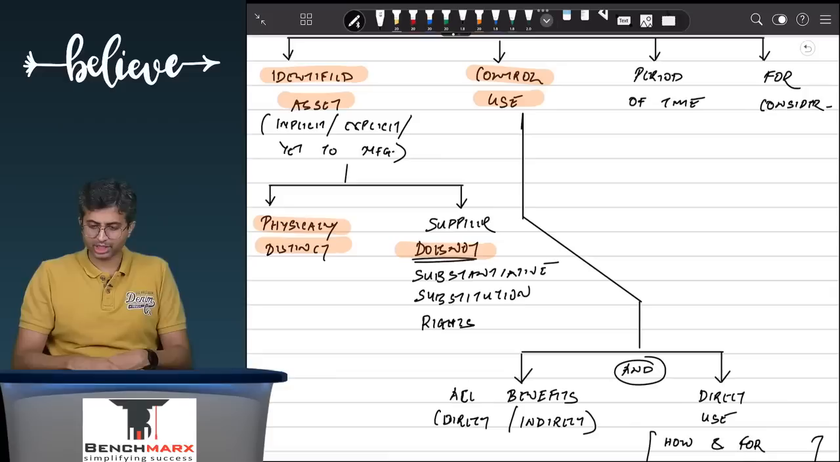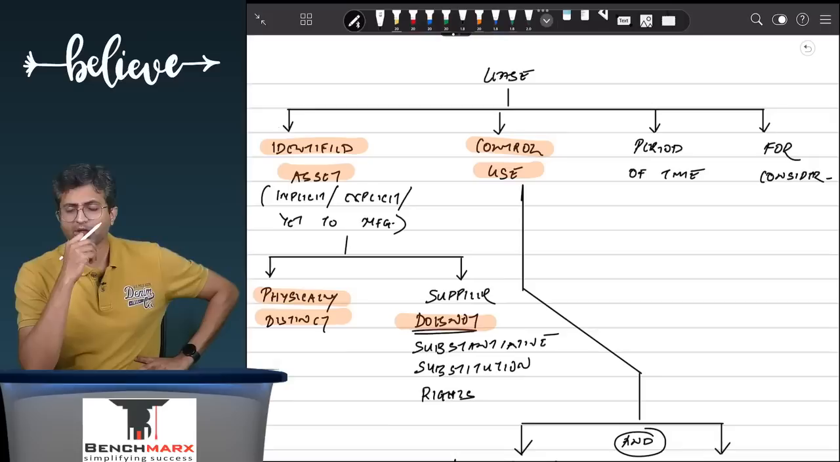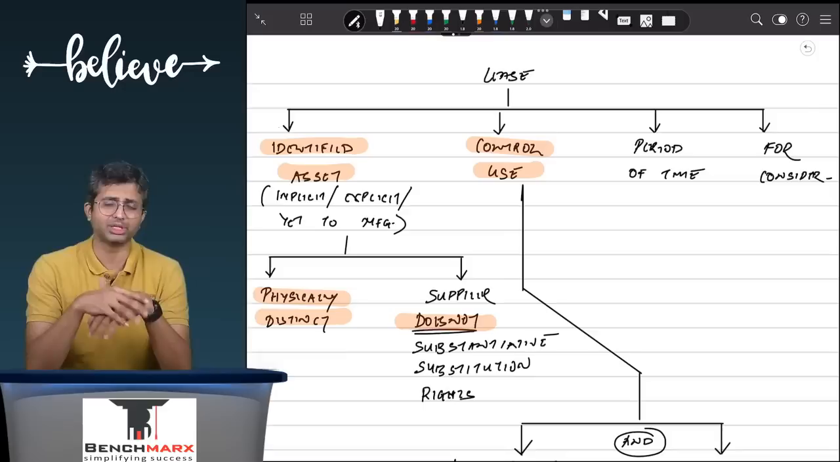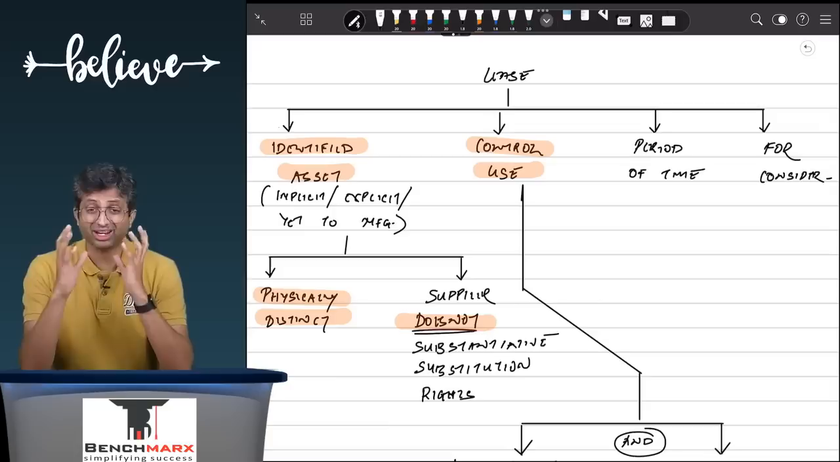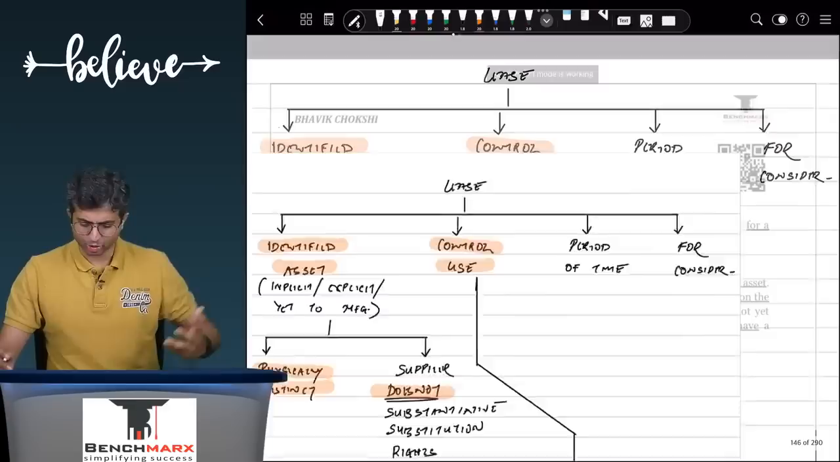For a period of time, this is usually the lease term, and the period of time over here can be a broken period of time. So, for example, you can always have a 5-year agreement, in which case you are a firecracker company. You need the warehouse only in September, October, November, in which case you have a right to control use during the 3 months over a period of 5 years. So 3 into 5, that is 15 months, will be your lease term over the period of time for consideration, which is the lease payment.